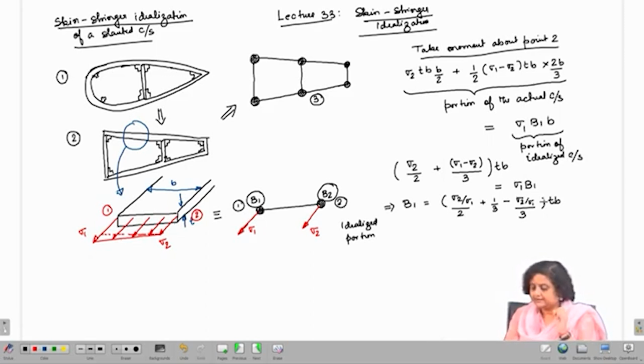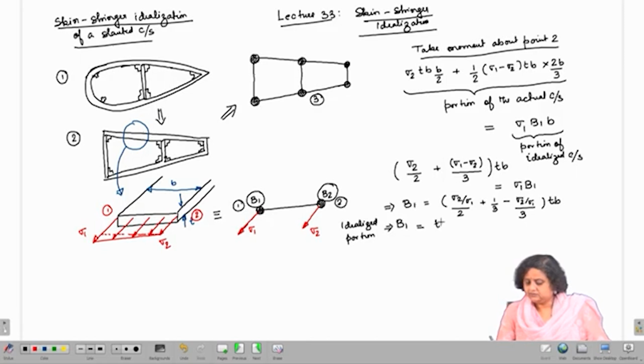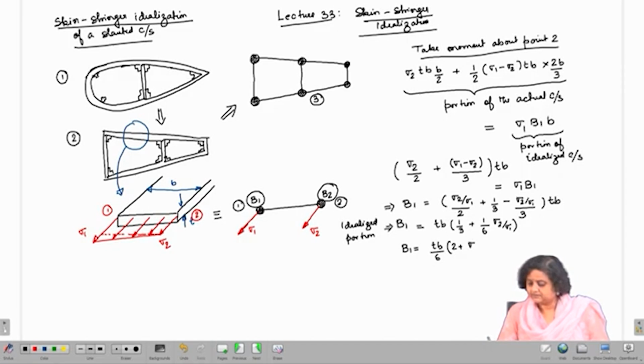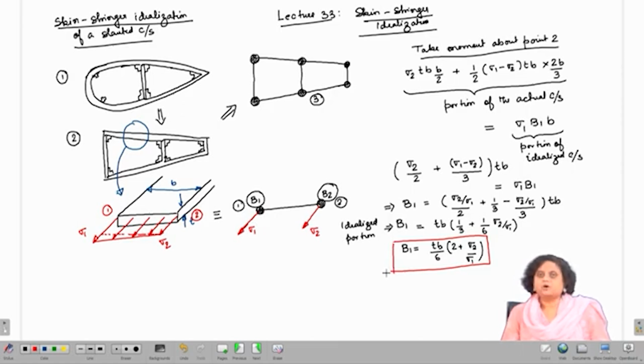Now, if I simplify this, B1 is going to be equal to T into b into 1 by 3 plus 1 by 6 sigma 2 by sigma 1. Therefore, B1 can actually be written as Tb by 6 into 2 plus sigma 2 by sigma 1. So, this is the expression for B1 that I have got in terms of my known parameters.